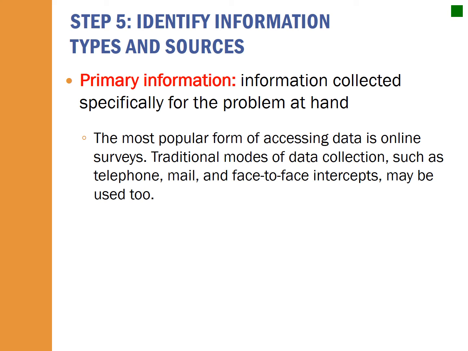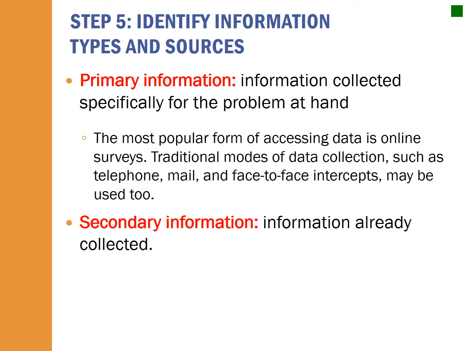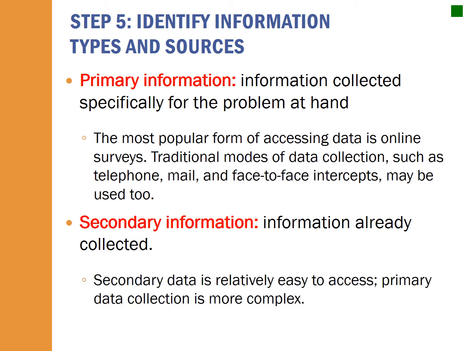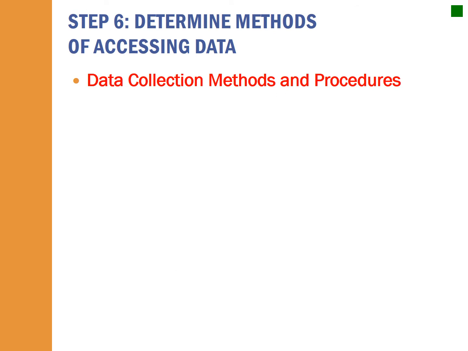Primary data would focus on that. Secondary data is data that already exists in some form. It typically costs less, or at least is more accessible in a timely manner if we use secondary data. It can come from inside the firm or outside the firm, but it's data that already exists that we have access to.